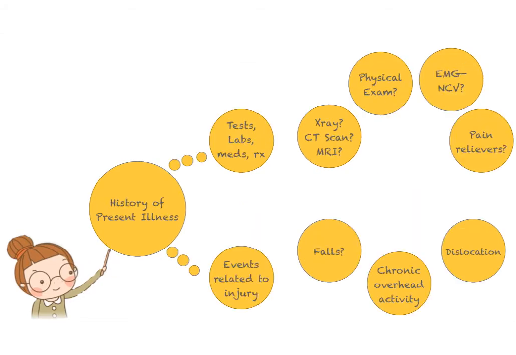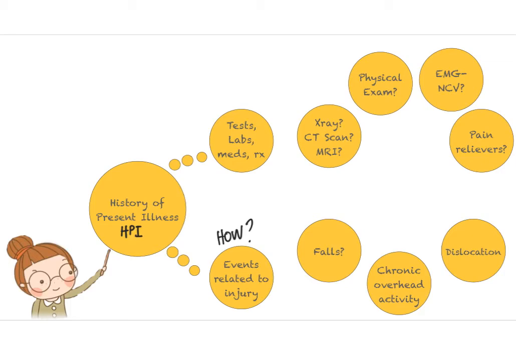Next subheading is the history of present illness. Ano-ano yung mga dapat nating malaman for the history of present illness, or sometimes ina-abbreviate natin to HPI? What we can find out are the events related to the injury. How did the patient get the injury? How did the patient sustain the injury? Paano niya nakuha? Paano siya na-injure?